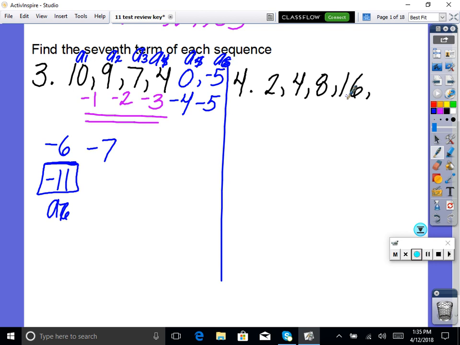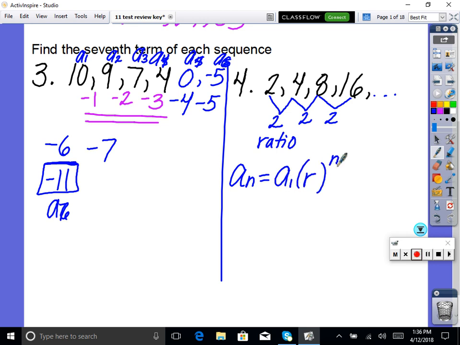So with this one though, this divided by this is 2. 8 divided by 4 is 2. 4 divided by 2 is 2. There's a common ratio. Therefore, it's geometric. So our formula a sub n is equal to a sub 1 times r raised to the n minus 1 allows us to find any term in the sequence.